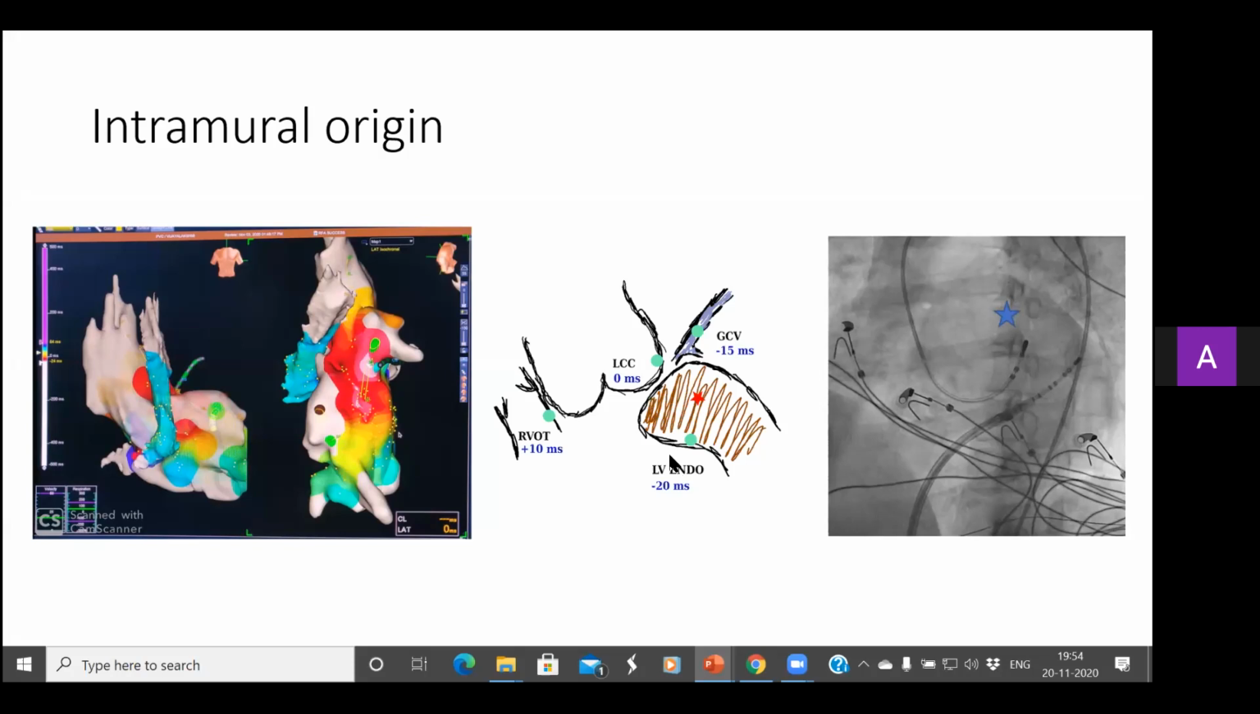Initially we started with a non-irrigated catheter, and the PVC stopped only after 30 seconds and it recurred after 5 minutes. From the activation mapping findings, with no sites being sufficiently early, and based on the delayed and transient response to ablation, we suspected an intramural focus. So we did a high power and prolonged ablation from the same LV endocardium with 50 watts over 20 minutes. We had a complete elimination of PVCs with the irrigated ablation.